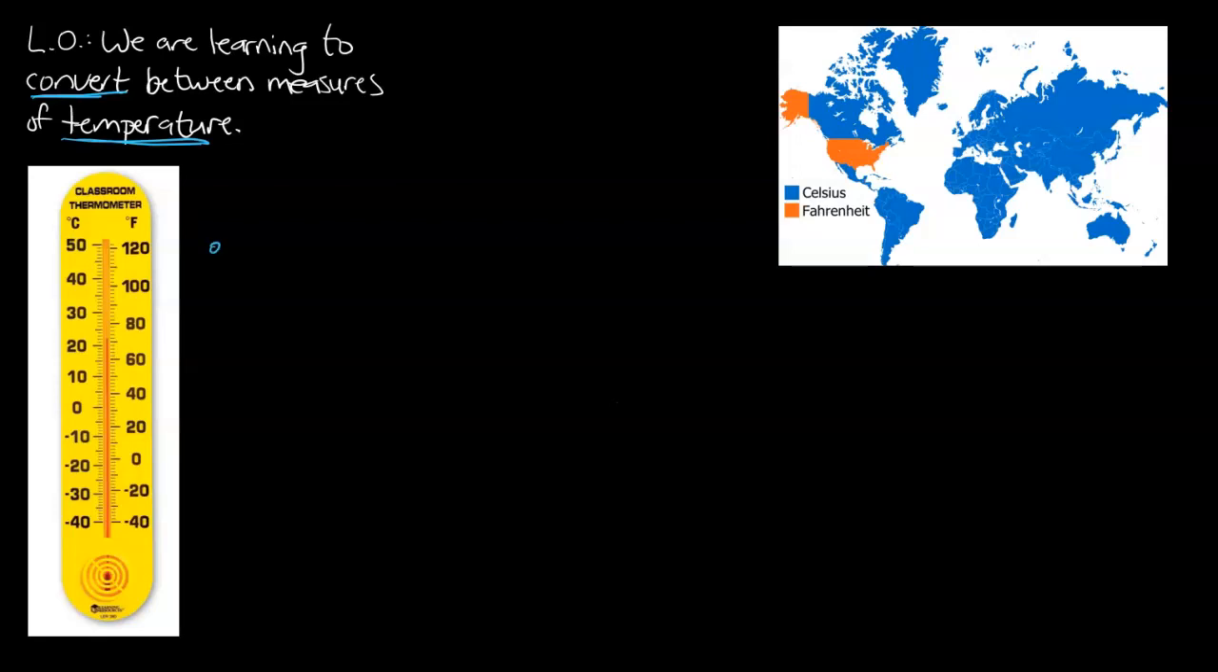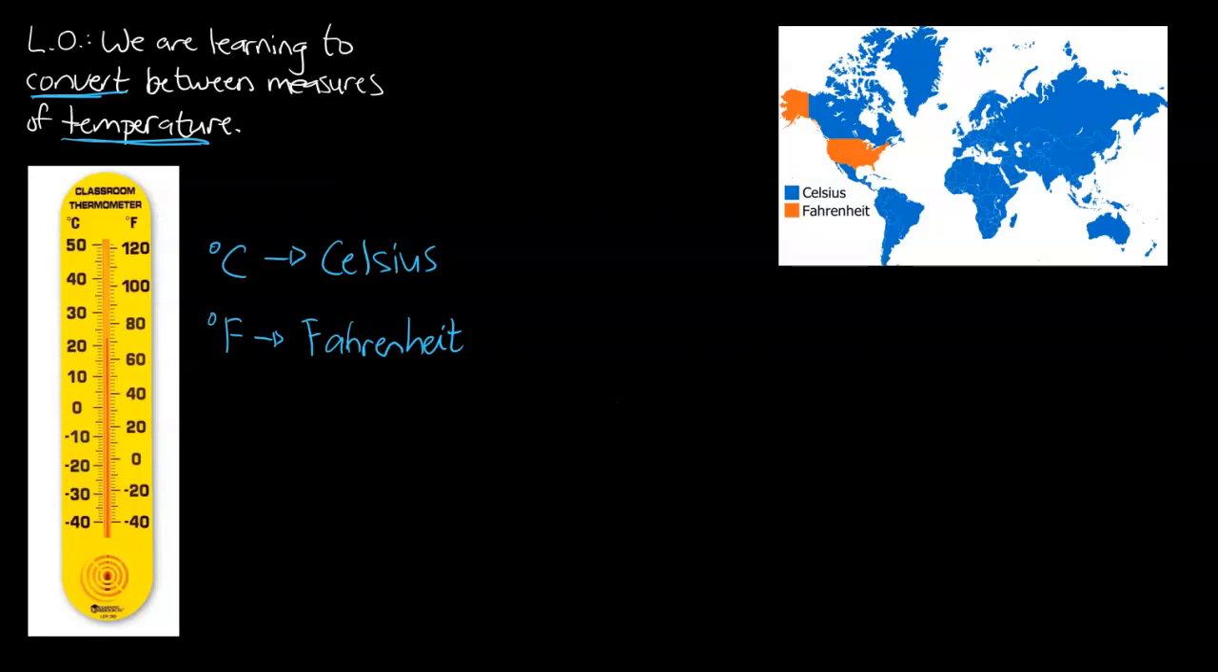The thing to start off with is spelling. Degrees Celsius, C-E-L-S-I-U-S, and degrees Fahrenheit, F-A-H-R-E-N-H-E-I-T. I always start off with this because they're just terribly spelt across all the classes I've taught before. So hopefully you've got that down.